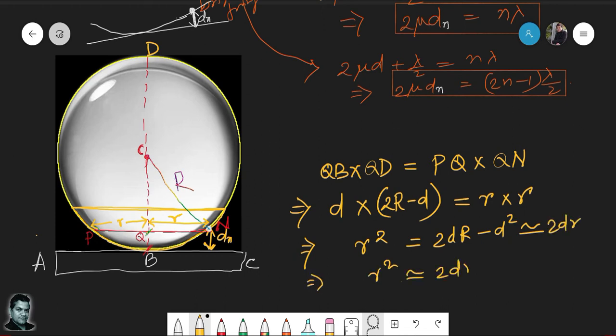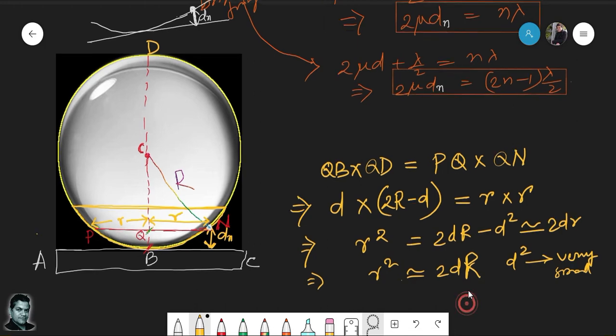Here what we did is ignore d squared, because this radius of curvature capital R is very, very large, so that the wedge forming here is very, very narrow. So this thickness d_n is very, very small. When you have a very small thickness and you take a square of it, it becomes much smaller. So we ignore d squared compared to the term where R is very, very large. So this is capital R.